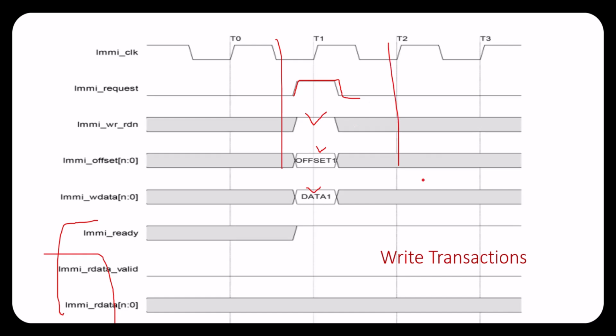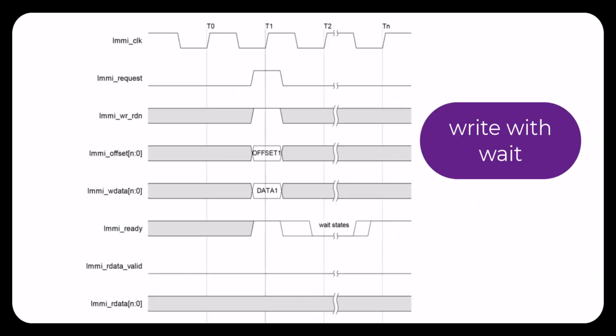Okay. In the next slide, if the slave is not ready, it is a similar waveform but with wait states. If the slave is taking time to get the data, the slave places the ready signal low. So in that period, the master cannot write anything because ready is not asserted.